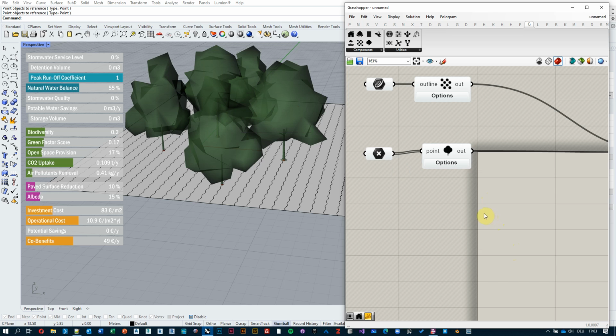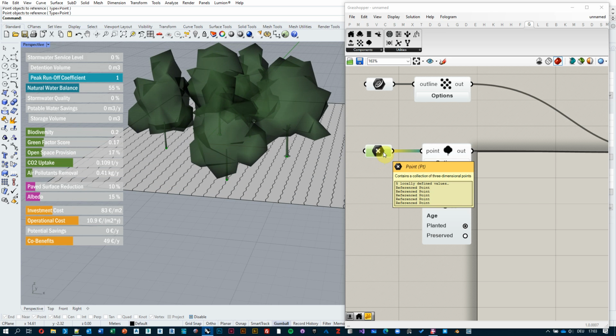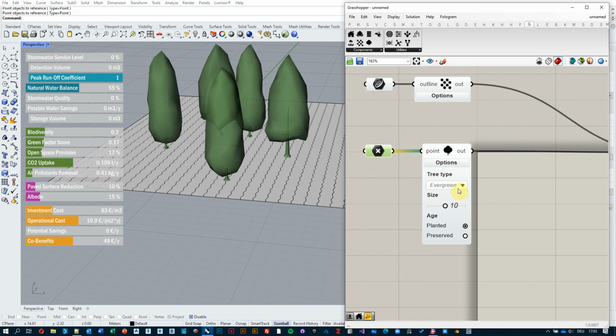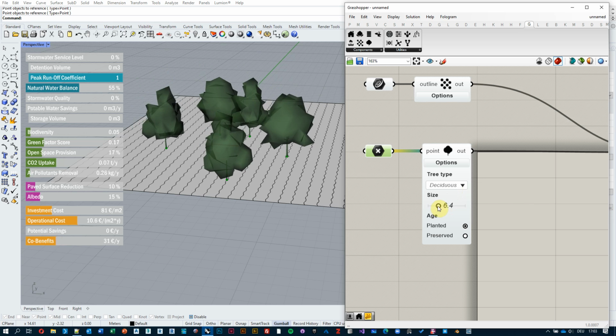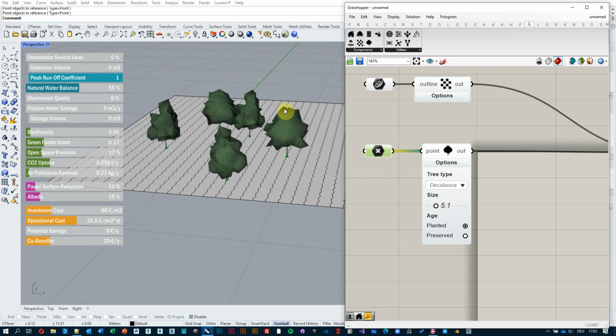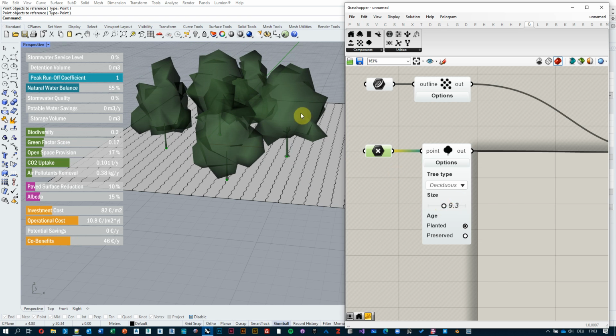In this episode, we're looking at the final component of the geometry components, and this is a tree. It takes points as input, so we have 5 points referenced, and we can choose between different types of trees, so it's either deciduous or evergreen. The size controls its height, and with the height, the diameter of the tree also changes.